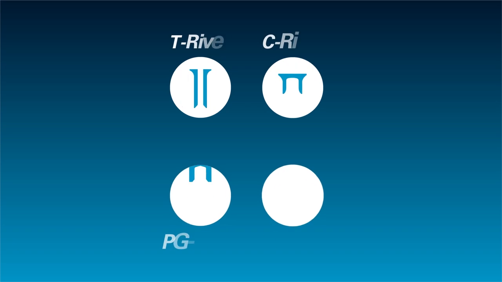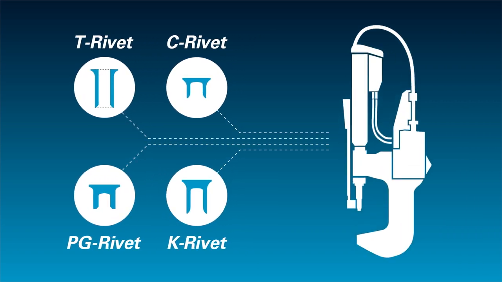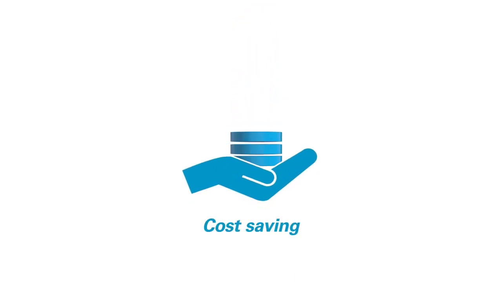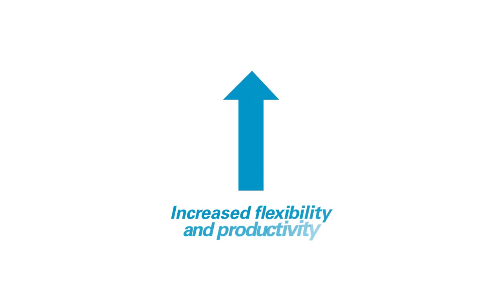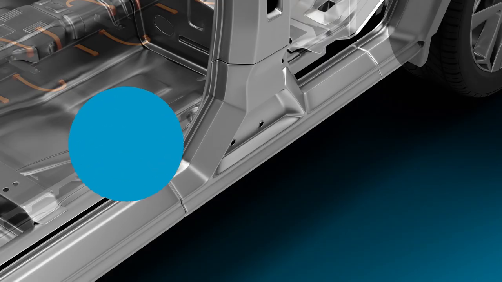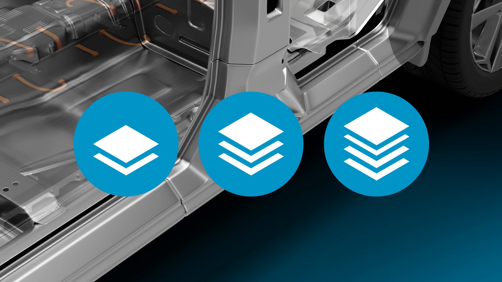Our approach to the development of the T-Rivet means no new investment in equipment is needed, as the rivet can be run on existing tools. This increases flexibility and productivity, as the equipment can be used for a wider range of joining applications. The result, a highly consistent joint quality for multi-layer aluminums.